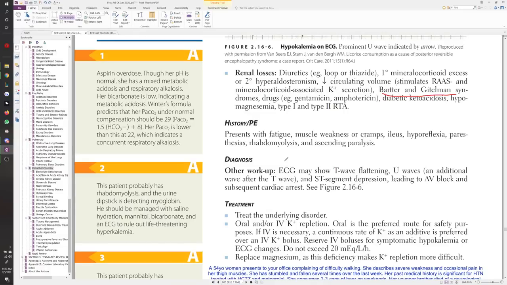Workup is pretty similar to hyperkalemia. You do the ECG. You see the opposite now. In hyperkalemia, you saw really tall T waves. In hypokalemia, you're going to see very flat T waves.